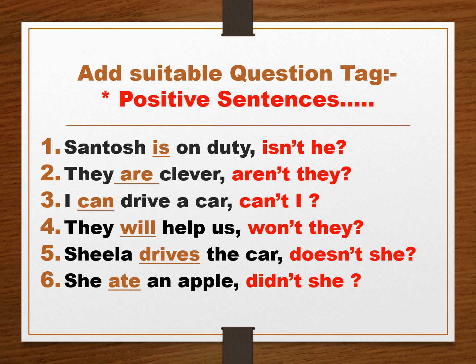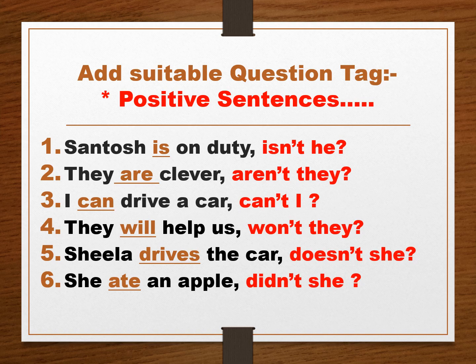First one, Santosh is on duty. That's an assertive sentence, a declarative sentence. If you observe the sentence, here the auxiliary verb is, of course, is. So the sentence is positive, the tag should be negative. So we have taken the auxiliary verb is and added the negative form for that. And we have to use the negative forms always in the contracted form, that is short form. So it has become isn't.